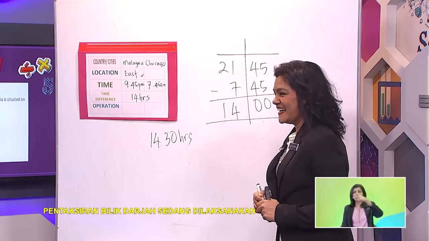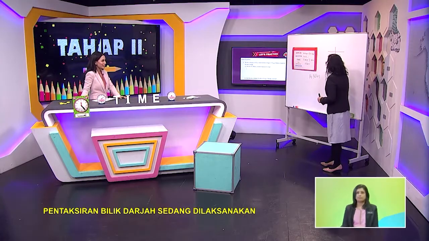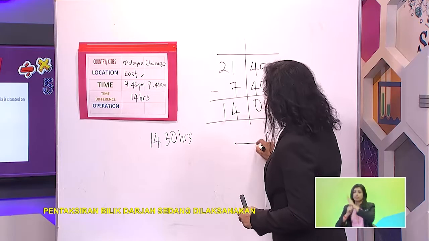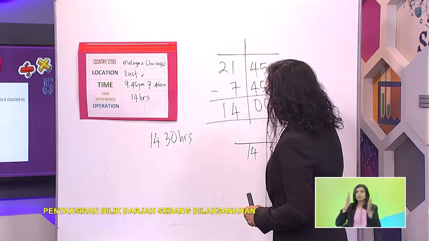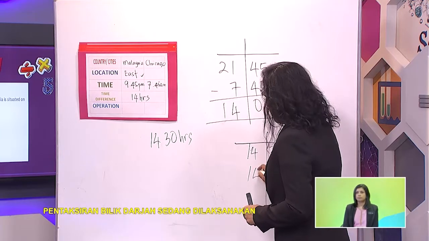We are going to find for Malaysia, so Malaysia is on the east, right? So we have to add. What are we going to add? The time given is 14:30, and then we add the time difference, which is 14 hours.